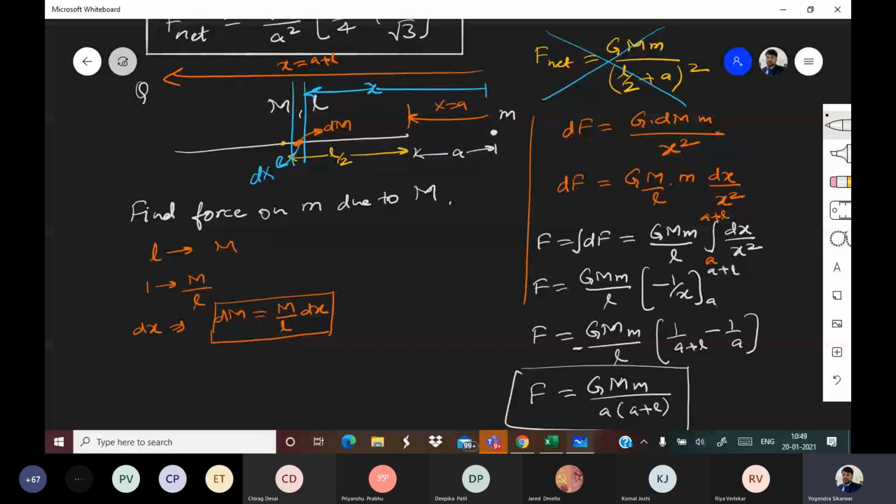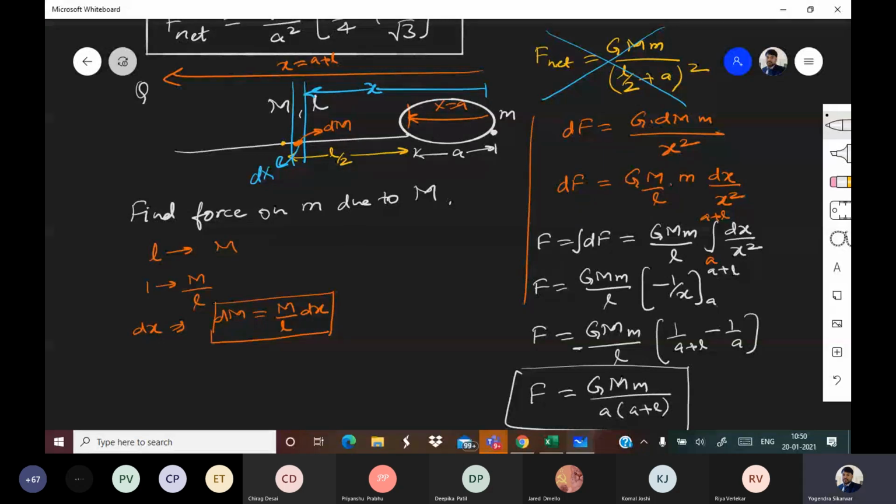Okay, now there are two questions, one by Presley and one by Adric. Let me talk to Presley first. See, when you are considering limits, you get the first element when x is equal to a. Before that, there is no rod, so you cannot take any element before x is equal to a, right?